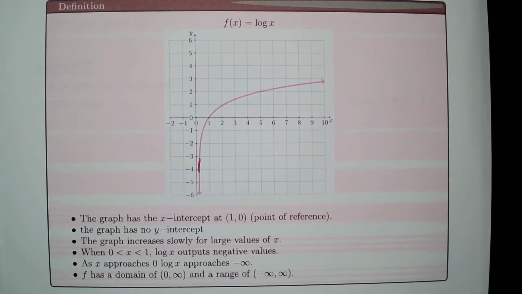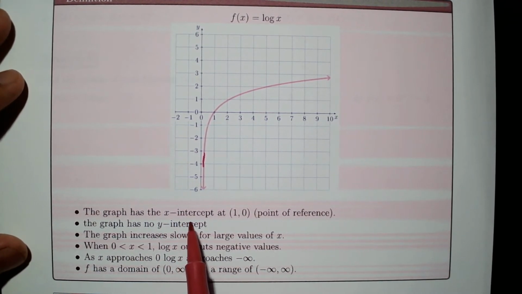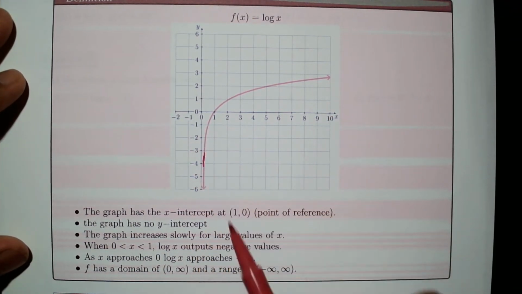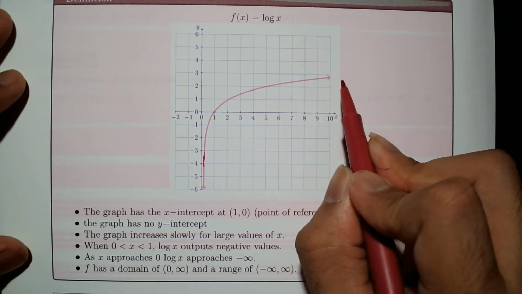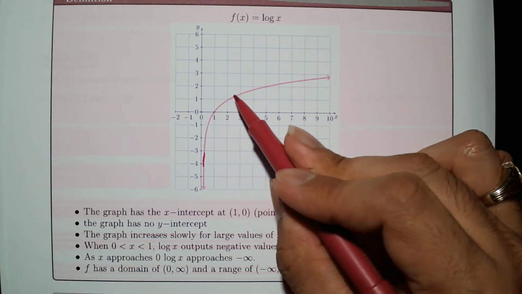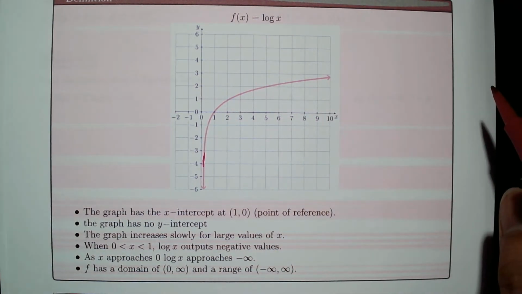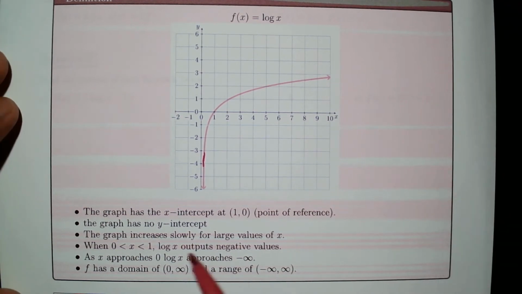Let's look at some of its properties. The graph has an x-intercept at the point (1, 0). The graph has no y-intercept. Notice it never touches the y-axis. The graph increases slowly for large values of x. At the beginning it grows very steeply, and then it slows down when it comes to increasing.